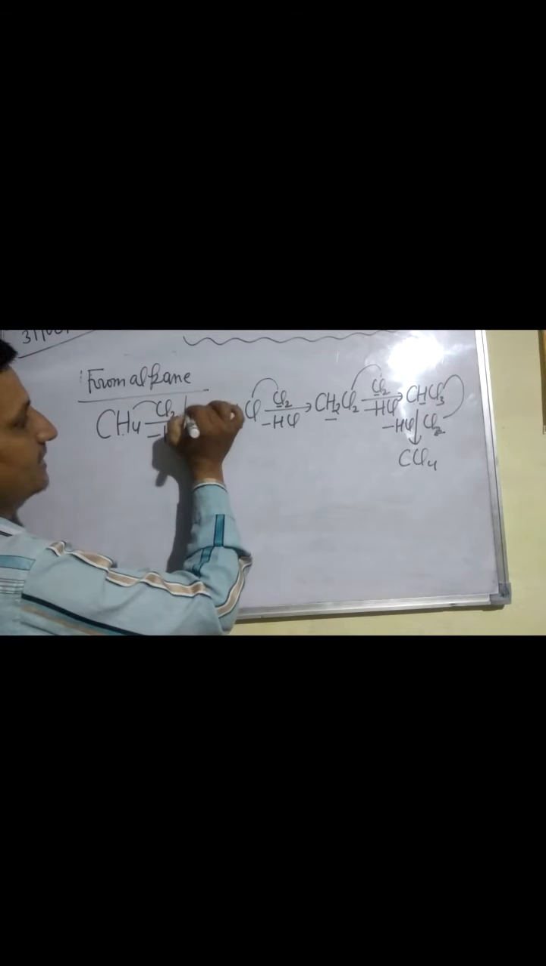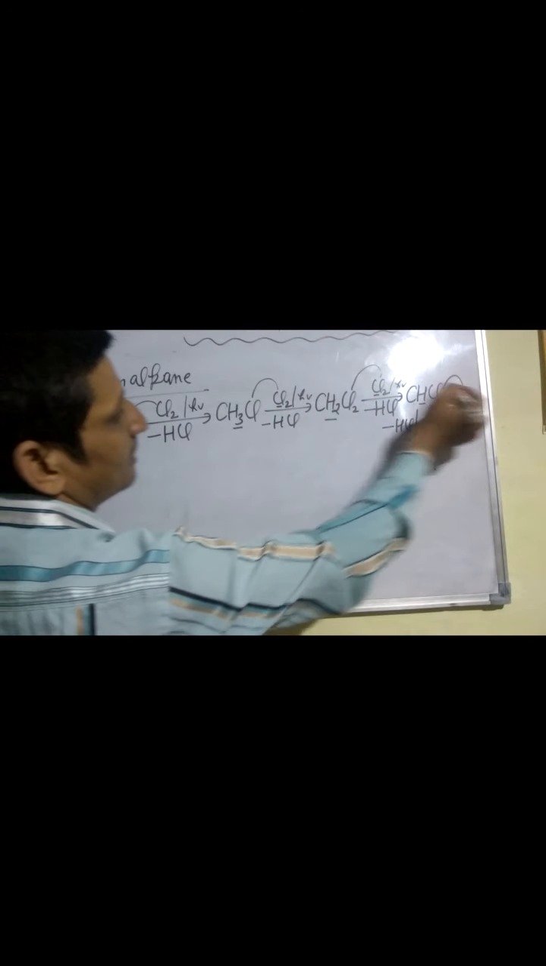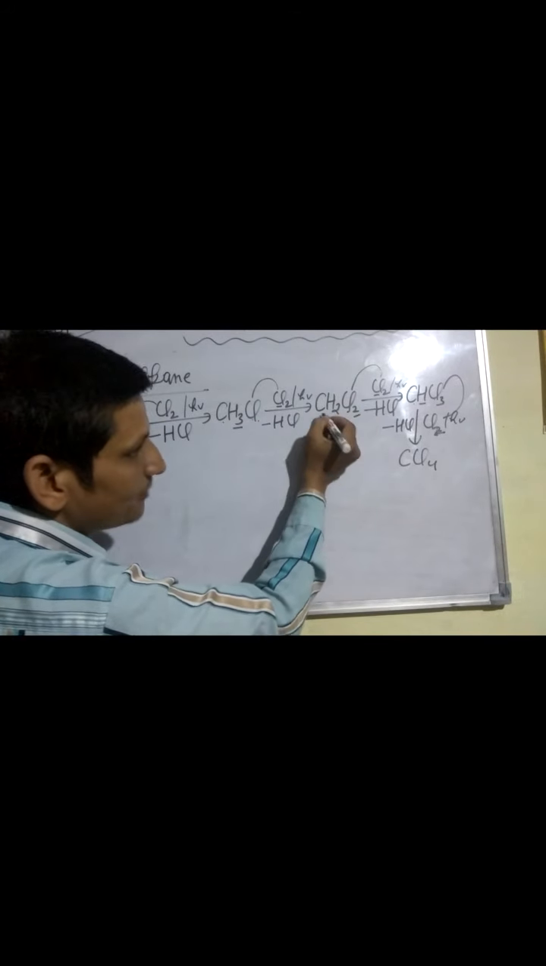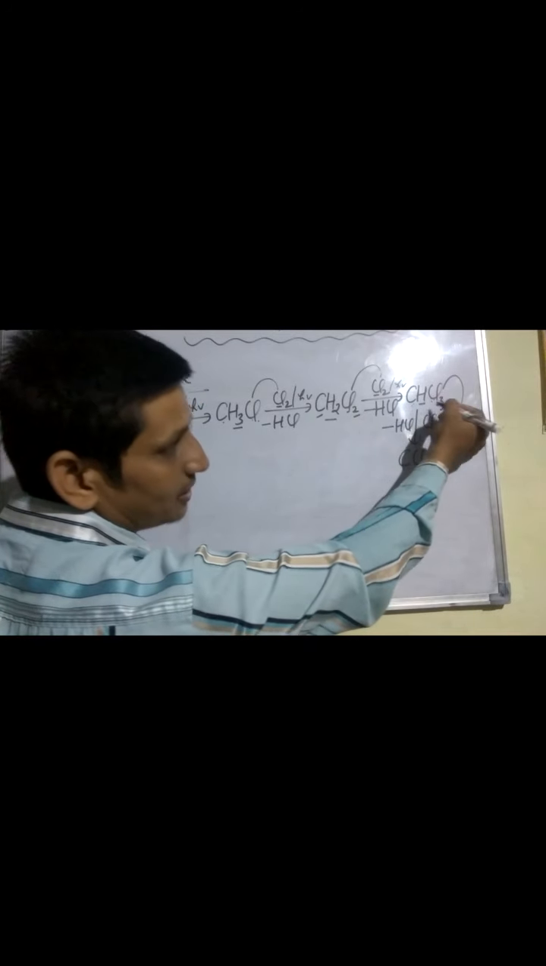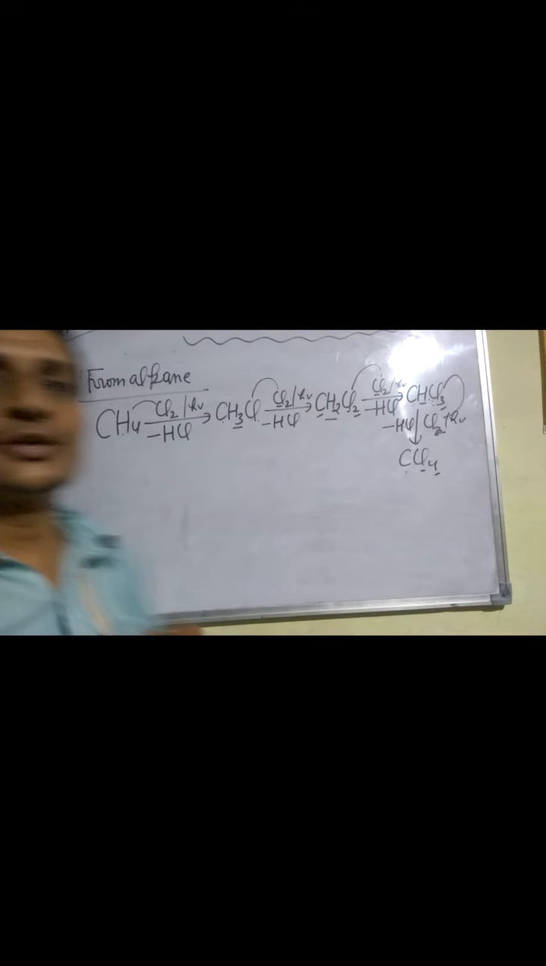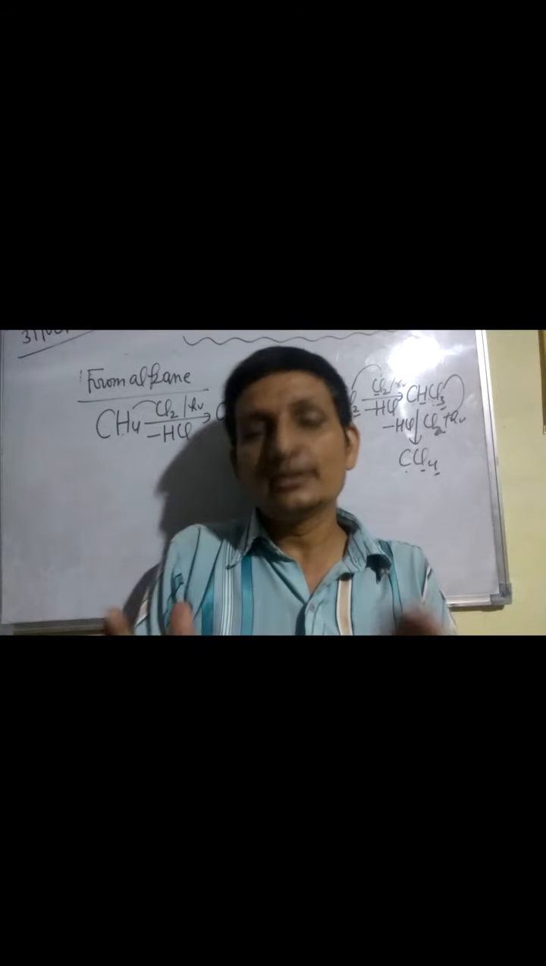So when methane is heated with chlorine, or we can say also bromine, in presence of light or heat or catalyst, then we get monochloromethane, dichloromethane, trichloromethane, other name chloroform, and tetrachloromethane. Okay students, so this is the method of preparation of alkyl halide from alkane.